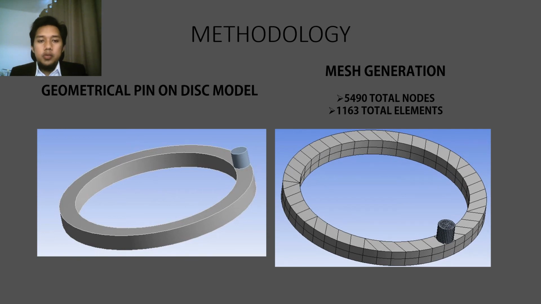Methodology: geometrical pin on disc model. Figure below shows a three-dimensional pin on disc model created with ANSYS software. The design of the pin represents the shape of femur, while the design of the disc represents the shape of tibia. For mesh generation, the mesh was generated. To refine the mesh, edge sizing function was used in the contact area. It is a solid mesh with 5490 total nodes and 1163 elements. The 3D model of finite element mesh is generated as shown in figure below.